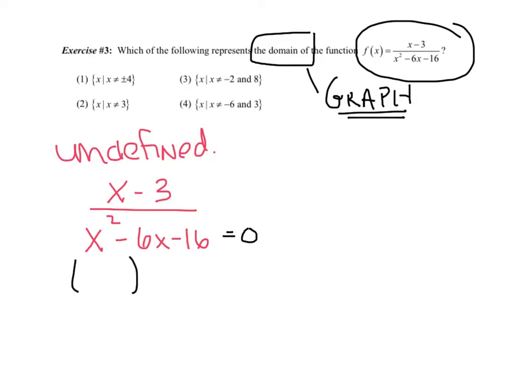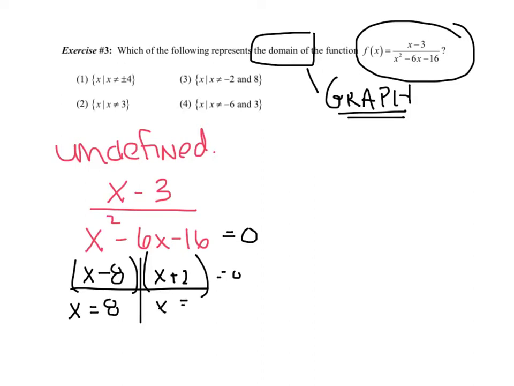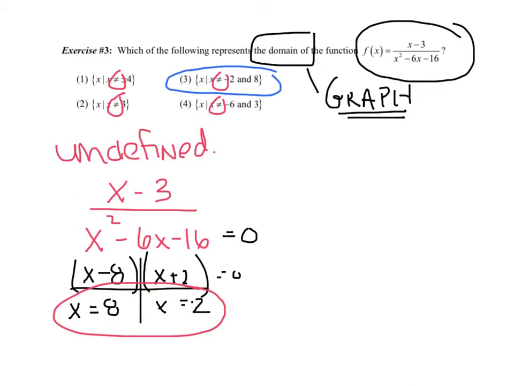So if I quickly factor this, let's see, 16, I got 4 and 4, 1 and 16, or 8 and 2. I'm going to say that's x minus 8 and x plus 2 equals 0. When I tee those up, I know x cannot equal 8 and x cannot equal negative 2. So if I look at my choices, basically every number in the world will work except those numbers. So you'll notice they all say does not equal. Okay, every number will work except 8 and negative 2.